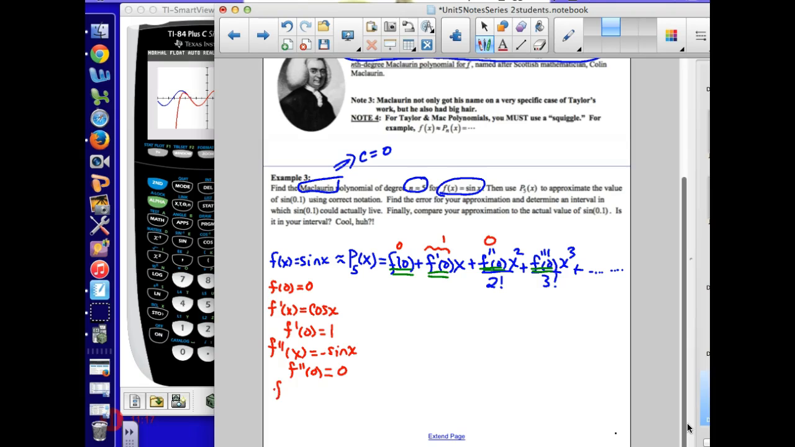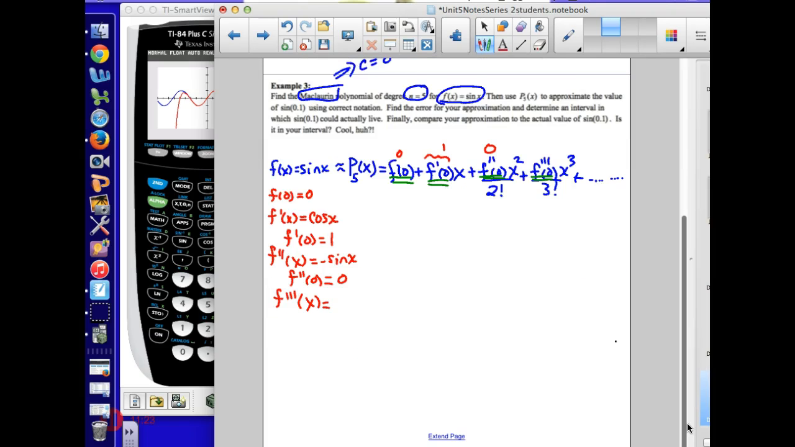And then F triple prime is the derivative of negative sine x. And remember our little sine, cosine, negative sine, negative cosine pattern. So my derivative of negative sine is negative cosine x. I'm going to be doing that at 0. Negative cosine 0 is negative 1. I'll do one more. The fourth derivative, the derivative of negative cosine is sine.